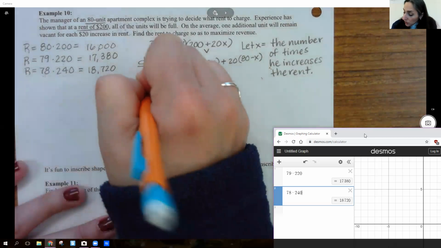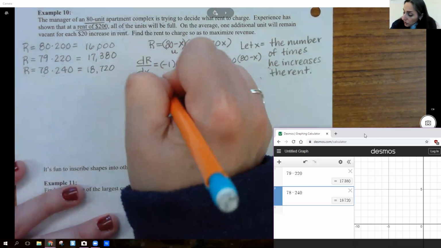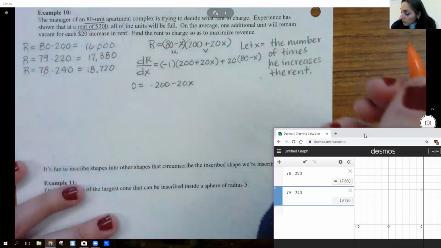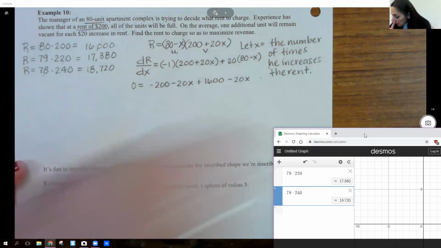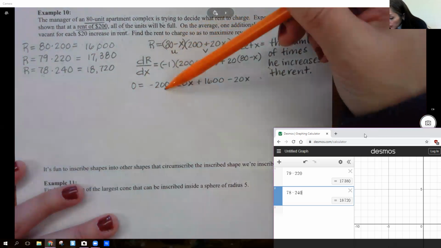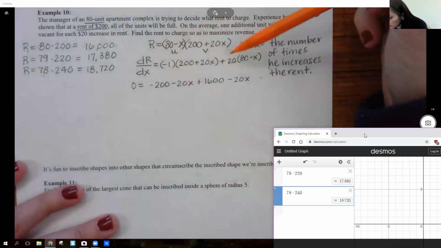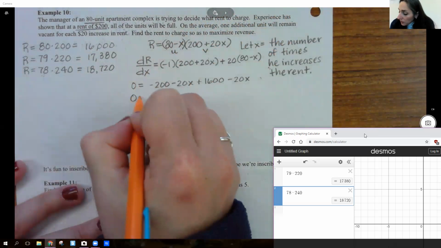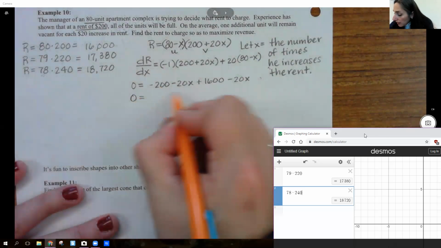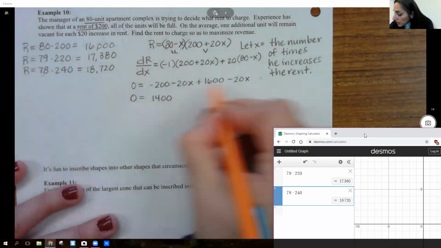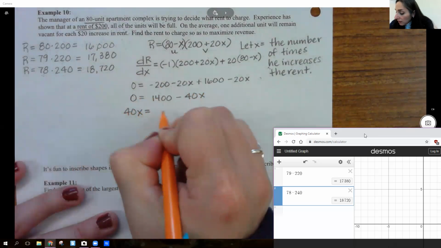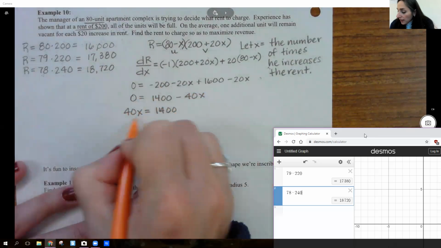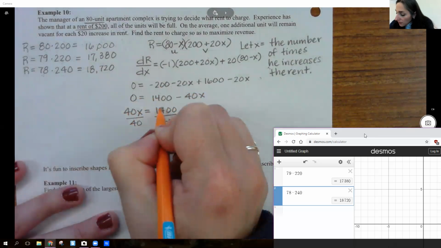Simplify as much as possible. I'm going to move things over a little bit. Set it equal to 0. So -200 minus 20x plus 1600 minus 20x. Let's double check that and make sure that we're all good. Negative, negative, this is positive, and negative. Okay, so combine like terms. What do we got here? 1400 minus 40x. And then if we add 40x and then divide by 40 on both sides, that's a 1400 right there.